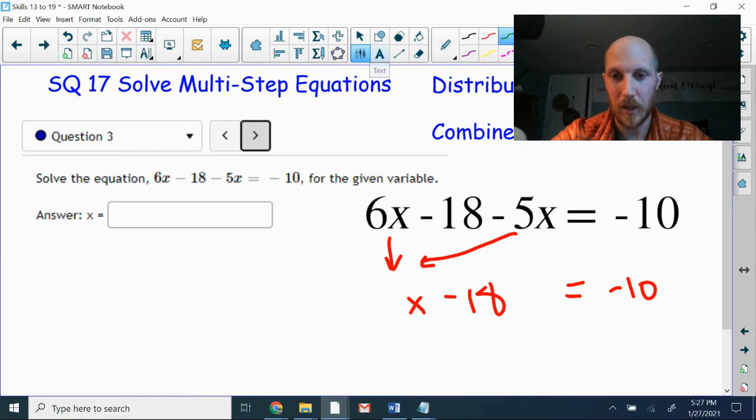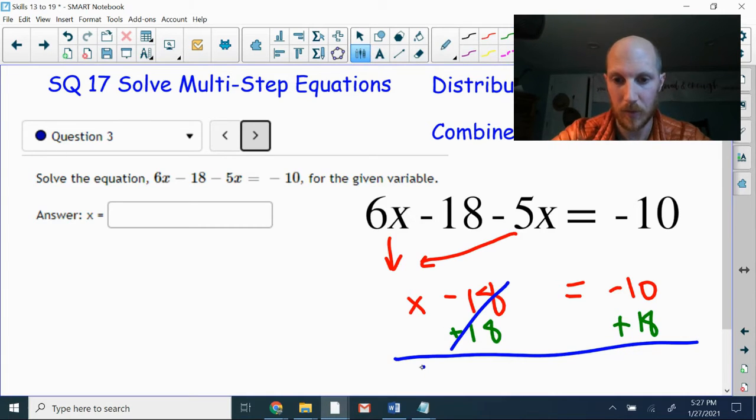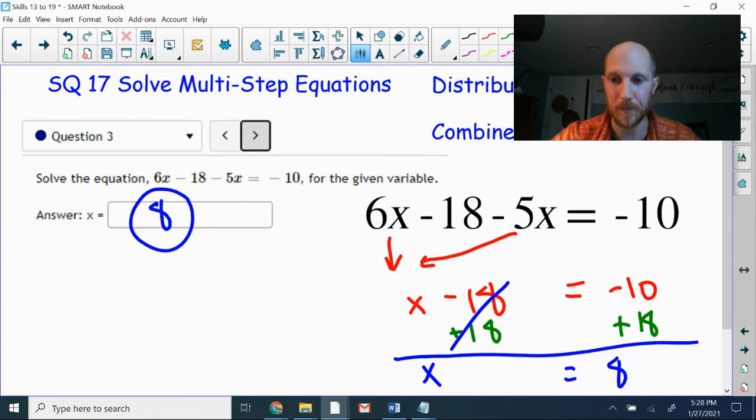And so my next step is going to be to do the opposite operation to cancel that 18. So these cancel. The x is going to come down. The 18s have canceled, equals, and then -10 plus 18 is going to give me a result of 8. So there's my solution. x equals 8.